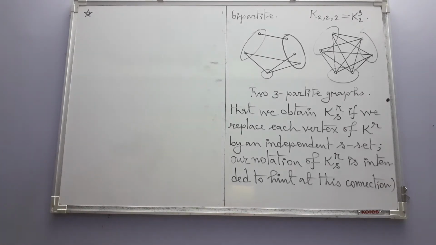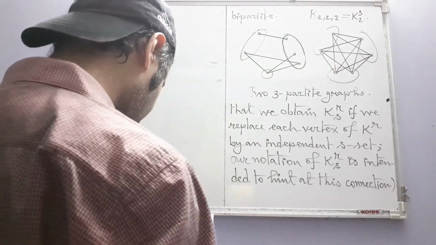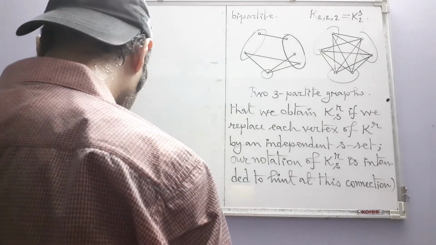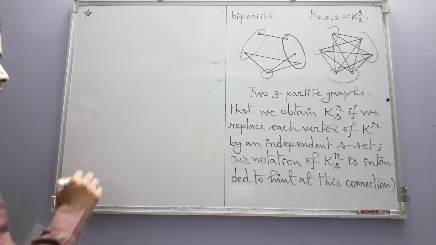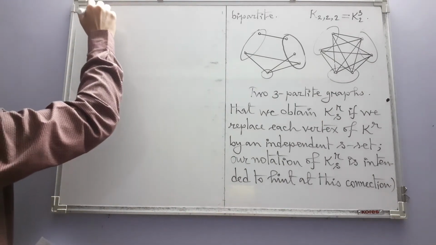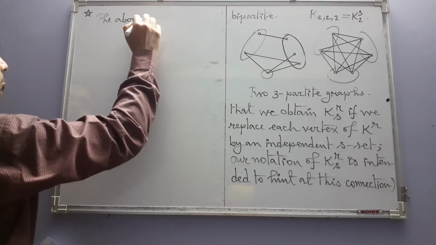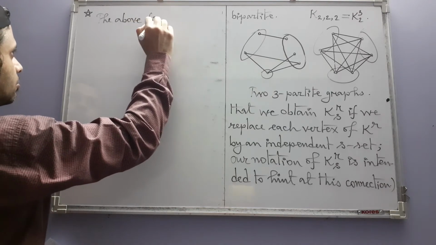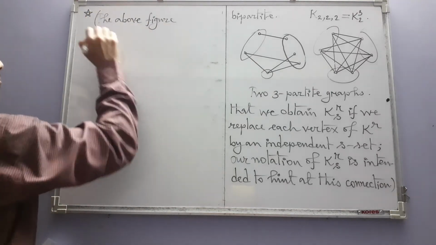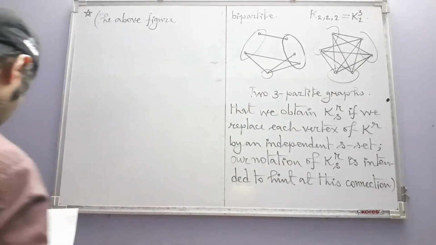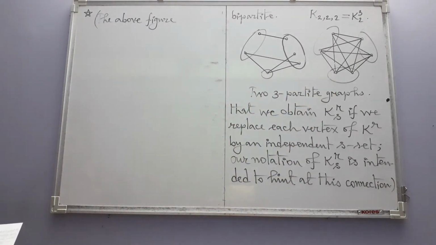Next, we have kept this figure here because the above figure, not this one but this one, shows an example of the octahedron.